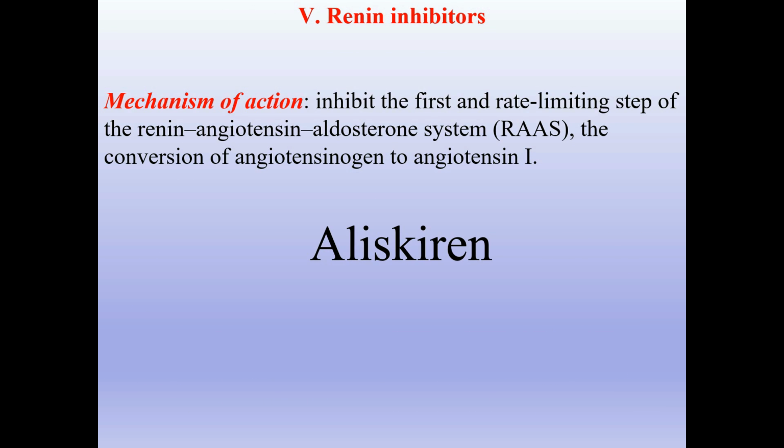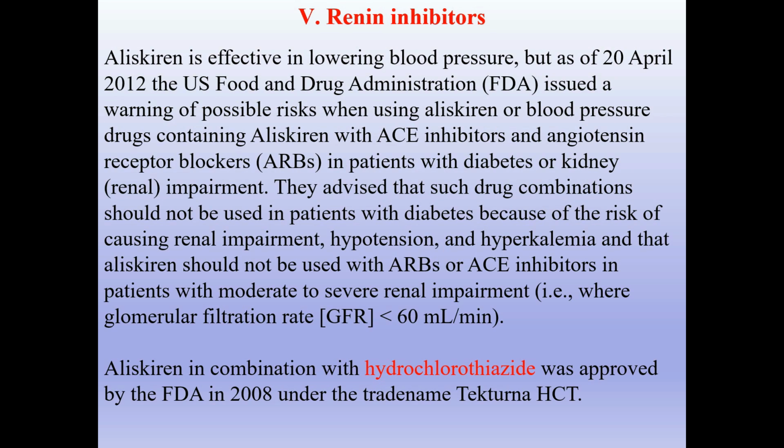The fifth group of second-line drugs is renin inhibitors. We met with it in the previous lecture. So, shortly, mechanism of action: they inhibit the first and rate-limiting step of the renin-angiotensin-aldosterone system, the conversion of angiotensinogen to angiotensin 1. The drug is aliskiren. This slide you saw in the previous lecture, but I will leave it for a few seconds for your revision.